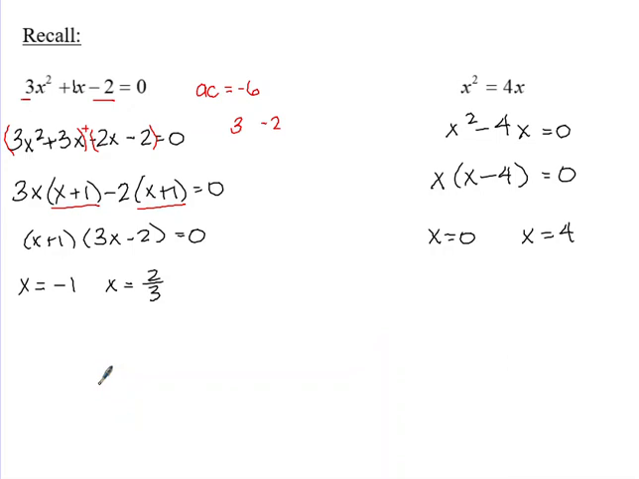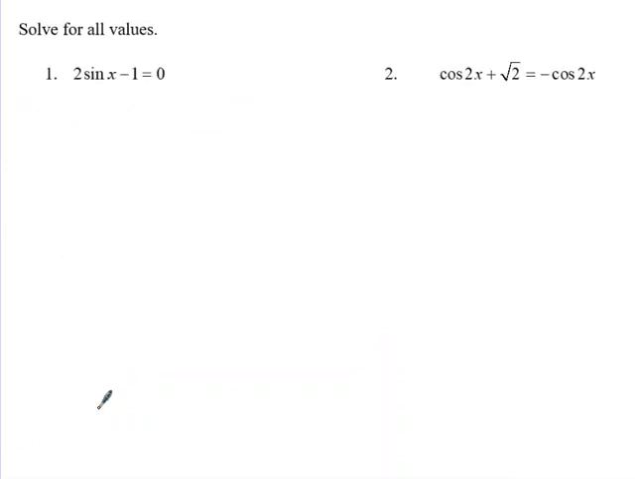You do need to remember all of your algebra rules when we go to solve trig equations. So our first trig equation is 2 sine of x minus 1 equals 0. So first I am going to isolate sine of x. So I'm going to go ahead and add 1 and then divide by 2. So I get sine of x equals 1/2.